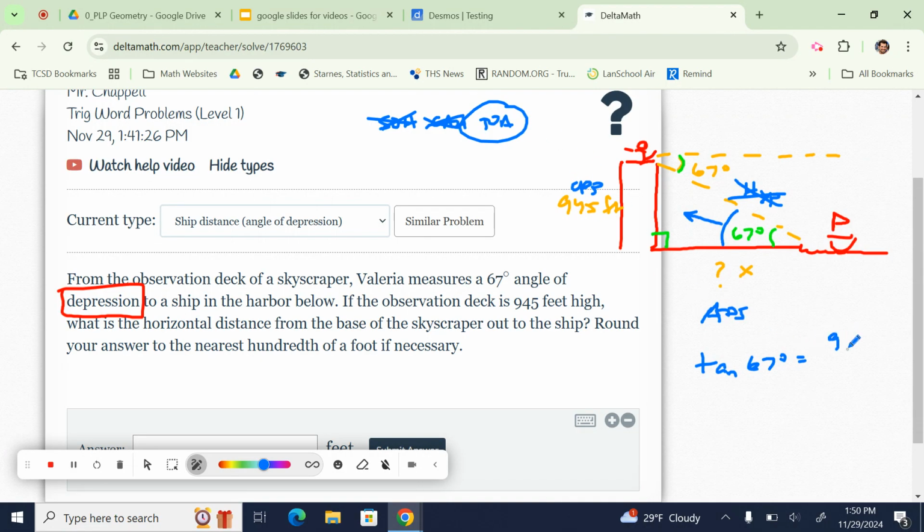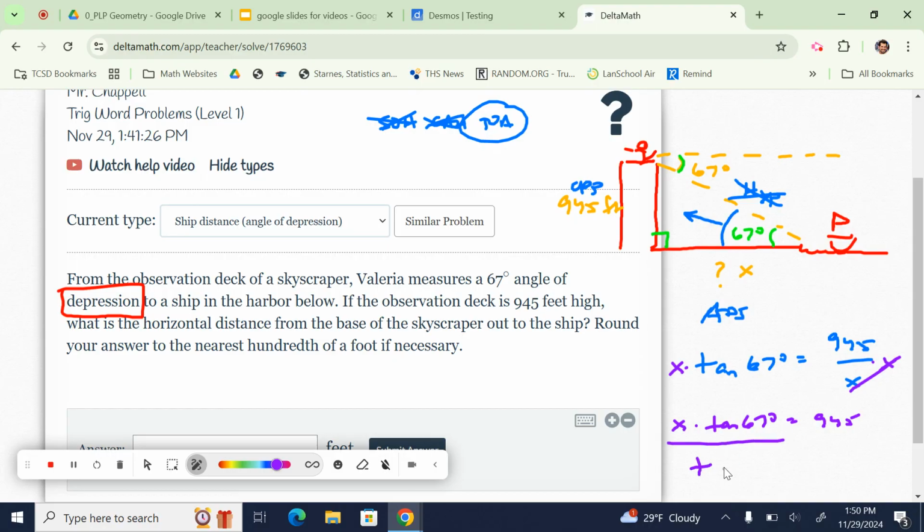The opposite side is 945. The adjacent is X. Okay, and now we're trying to find X. So we start this problem off by multiplying both sides by the denominator, which is X. That'll give us X times the tangent of 67 degrees equals 945. The X's will cancel. Notice X is not by itself.